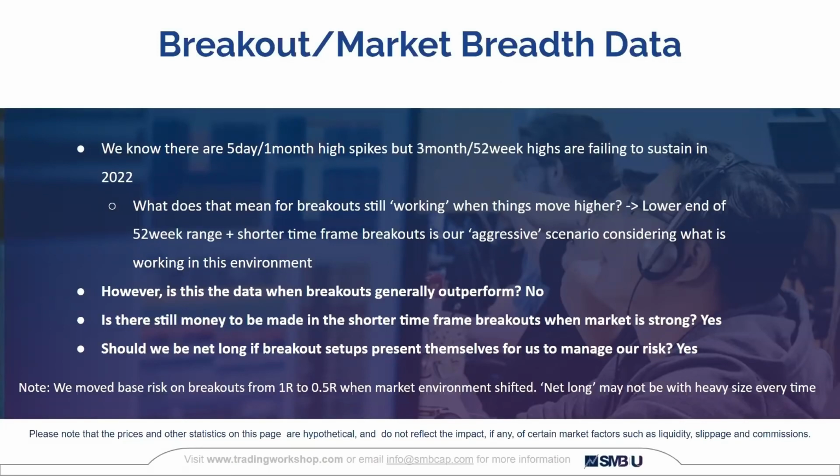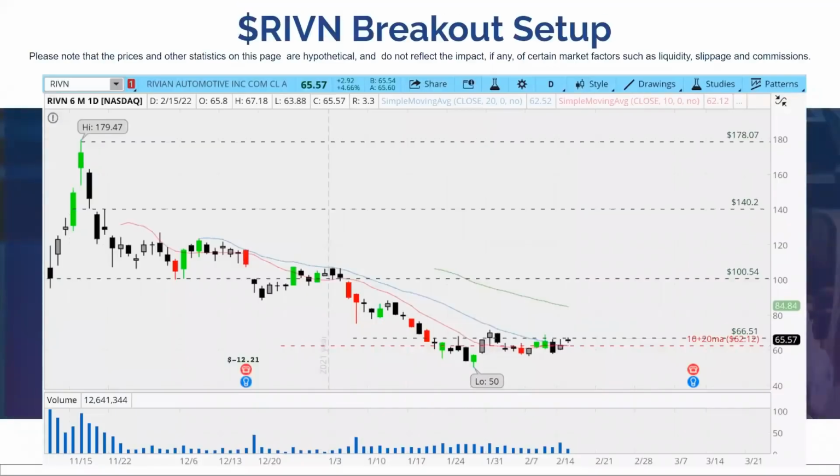So just being net long in this case may not be with heavy size, but we want to be in the right frame to say, we're going to do this 100 times with this exact same context, exact same data, exact same setup. Are we going to have a positive expectancy? I think so with this system. Does the mirror image of this, breakdowns, show edge?